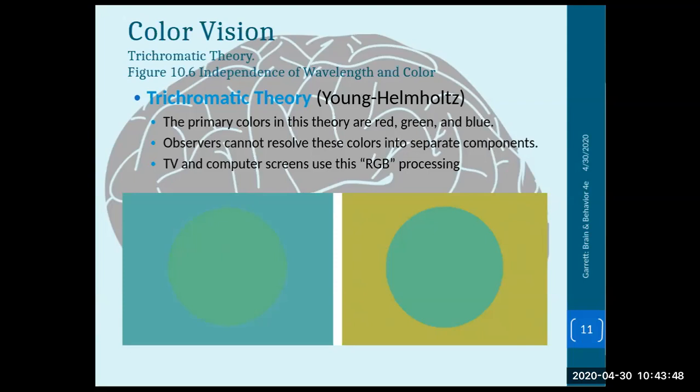In this case, they talk about the fact that observers can't resolve these colors into separate components. There's a red, a green, and a blue, and it's the combination of inputs of red, green, and blue that make up all the other colors. So you may have noticed that if you compare it to your knowledge of the primary colors in art, you say, wait a minute, something isn't right here. Of course, this is the point where I'd ask you, what are the three primary colors in painting or in art?